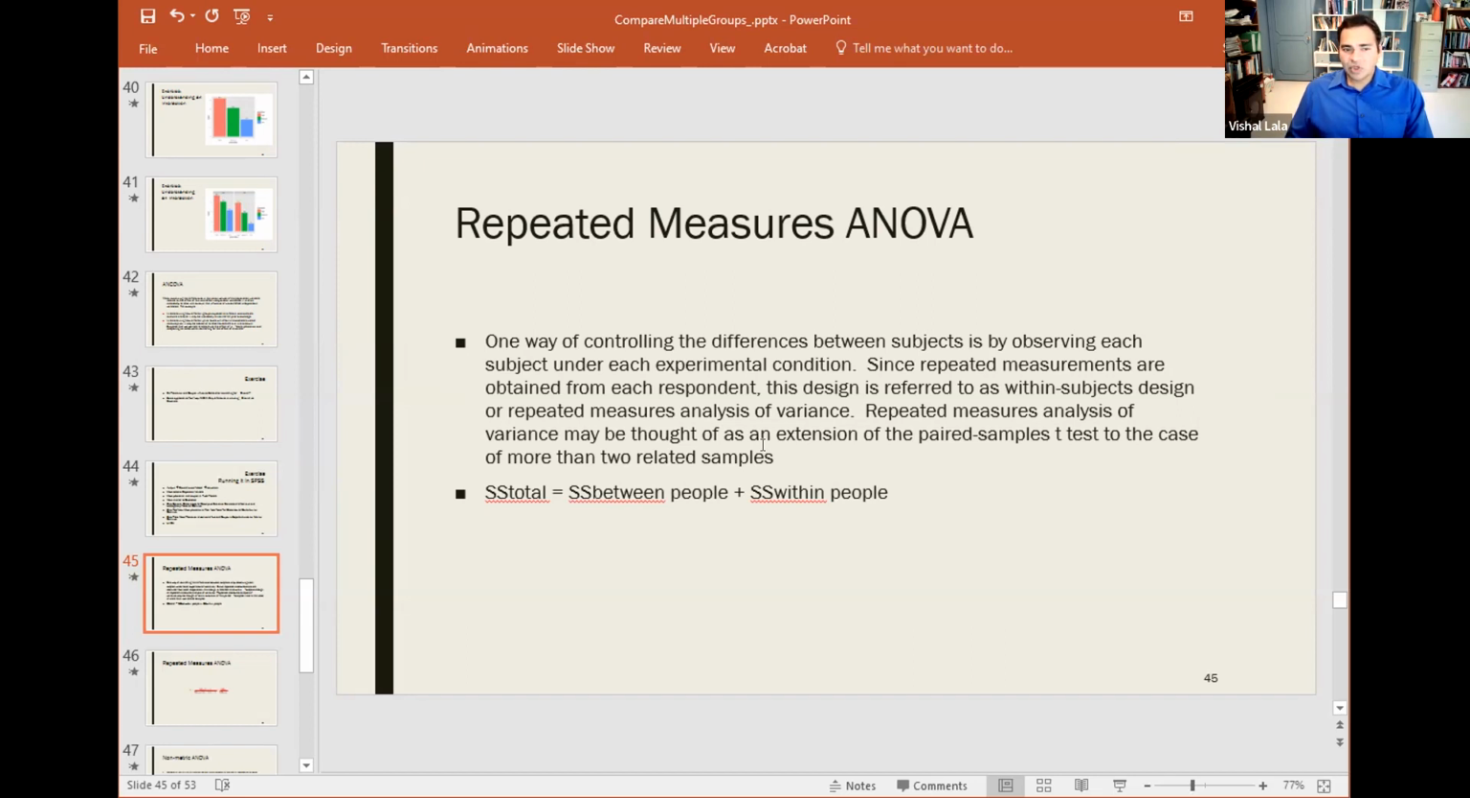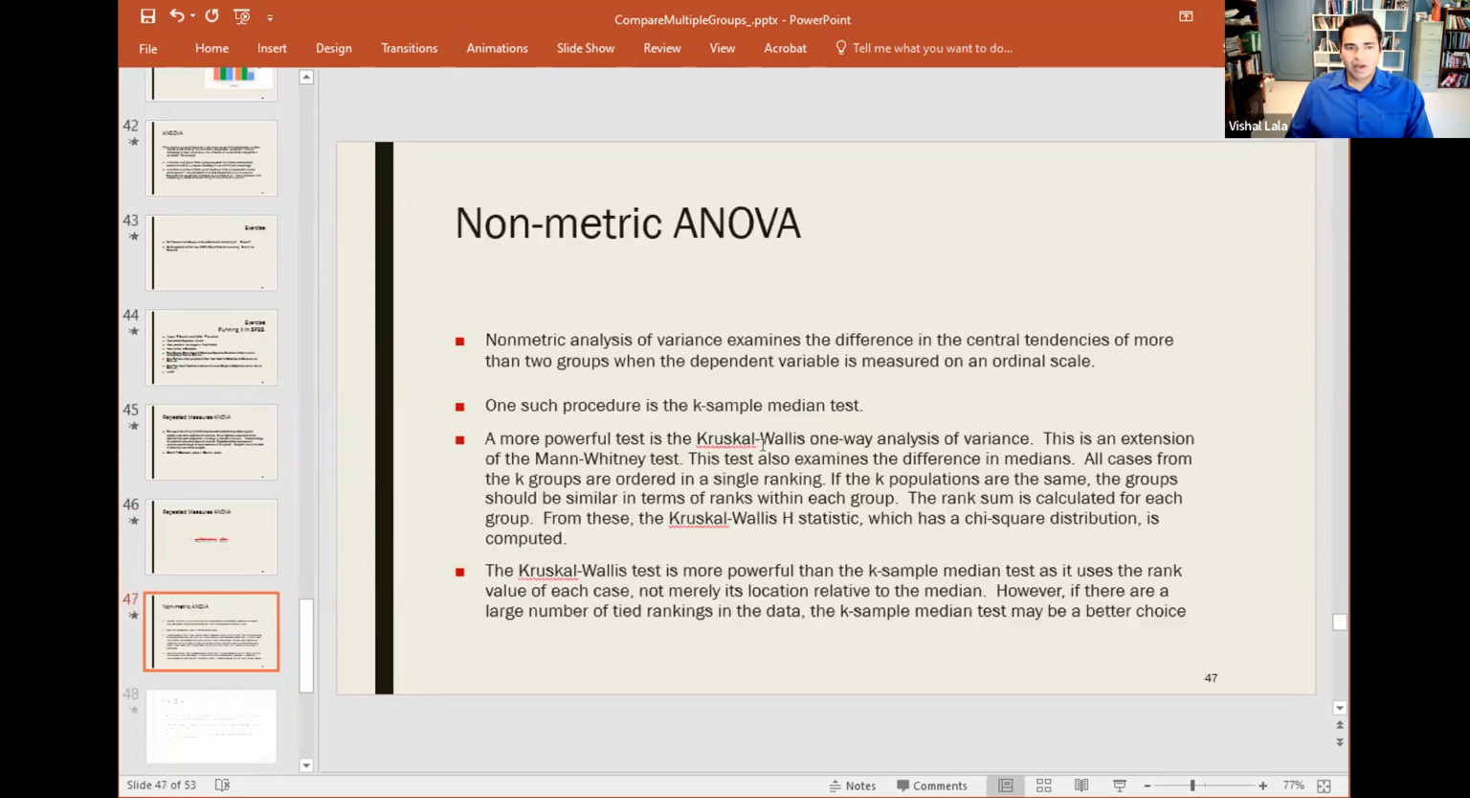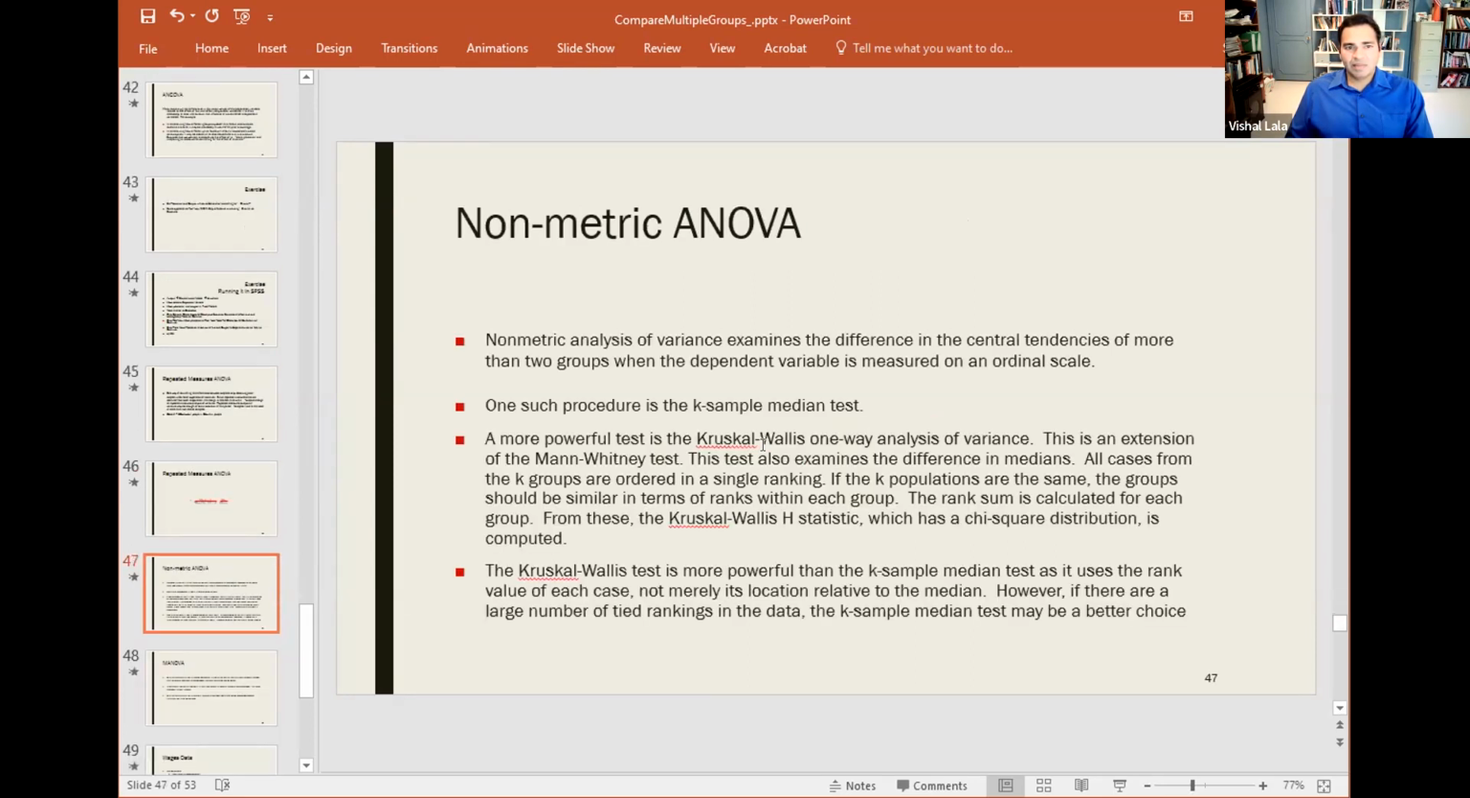It's beyond the scope of this class, so I'm going to go on and not expose you to that. You can find that quite conveniently in the SPSS menus. And under certain circumstances, when your dependent variable is not metric, then you've got to turn to some non-metric methods for ANOVA, and those are described out here.